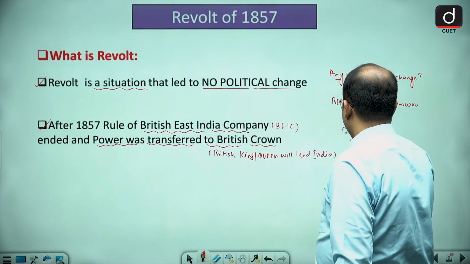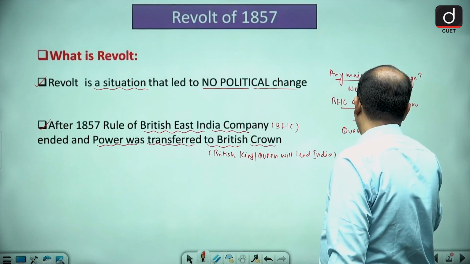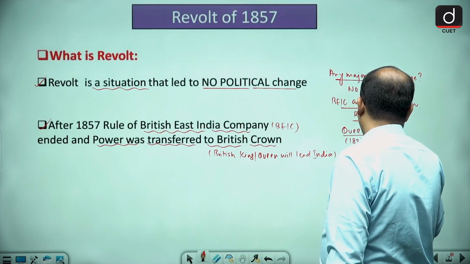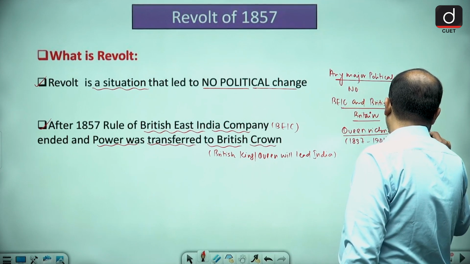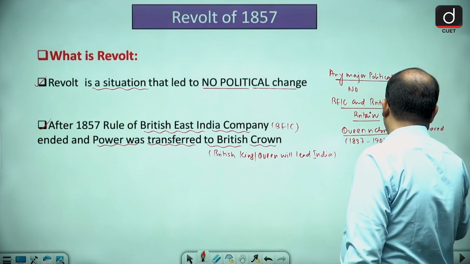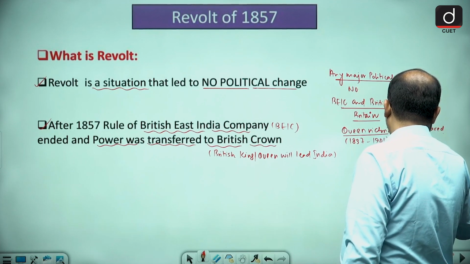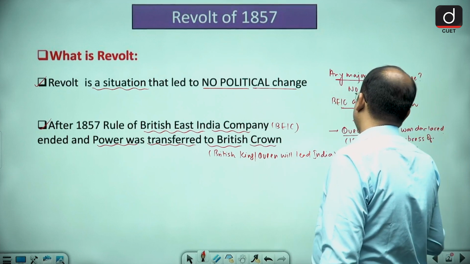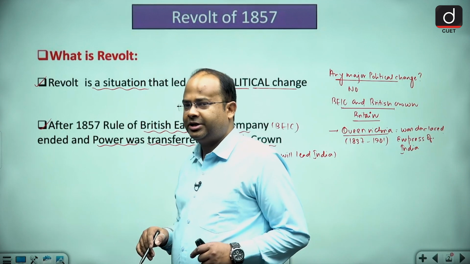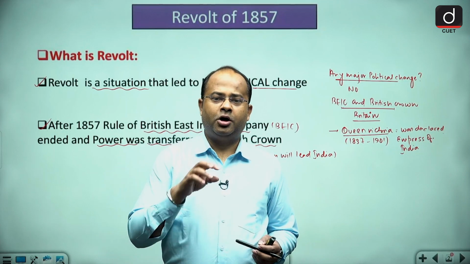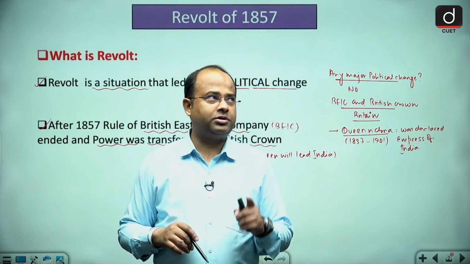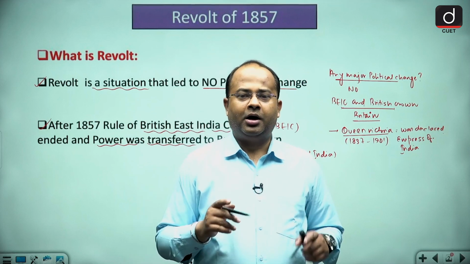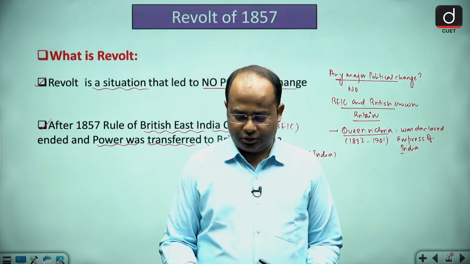Queen Victoria ruled from 1837 till 1901 and was declared Empress of India. So technically, guys, you will find that there was no major change after 1857. The event that happened in 1857 was a revolt. It was not a revolution at all.